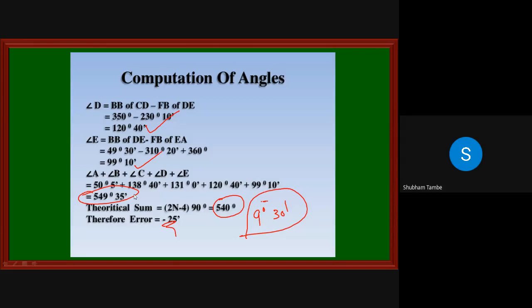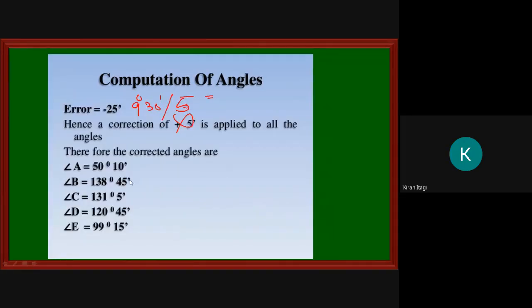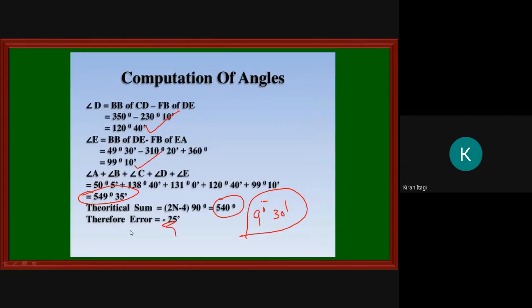Angle is greater. Divide it by 5. How much are you getting? 1 degree 54 minutes. Okay. Now see here. It should be equal to how much? 540 degree. Correct. But our total angle was 549 degree 35 minutes. So this is greater. It should be 540, but it is 549.